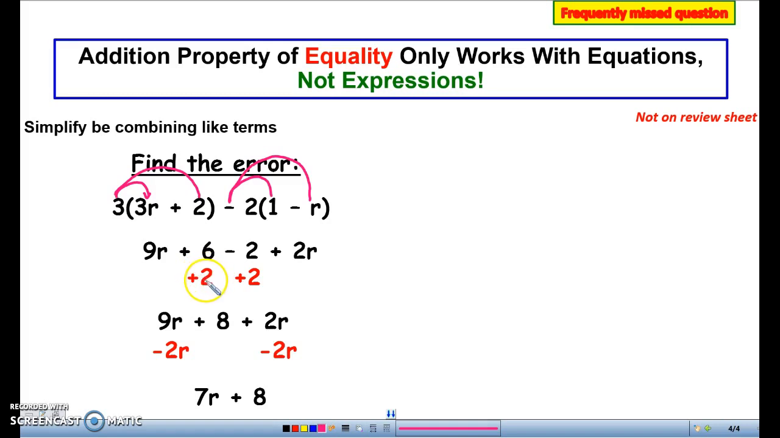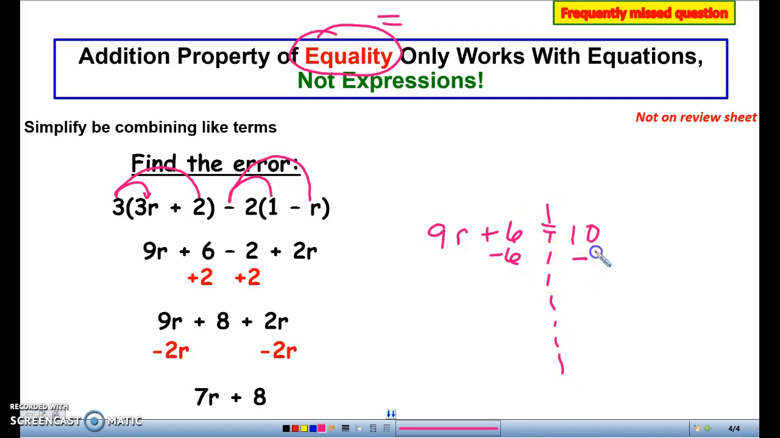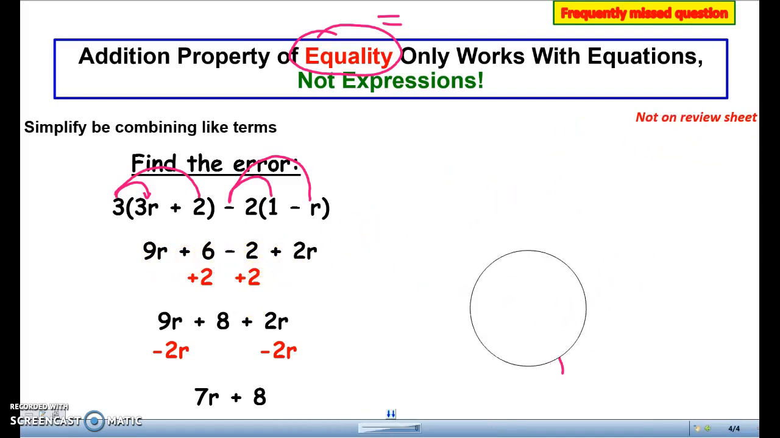They are thinking addition property of equality, but the addition property of equality only works when you have an equation. It only works if you have an equation. Let's say 9r plus 6 equals, I'm just going to make something up, 10. What you do to one side of the equation, you must do to the other. But this is not an equation and you don't have sides. You cannot do that if you don't have an equal sign. So they got 7r plus 8.